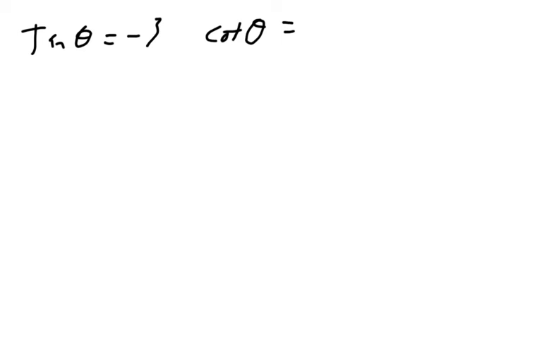Final problem, tangent is negative 1/3. What is the cotangent of theta? Well, these two trig functions or trig ratios are reciprocals of each other, so the reciprocal of negative 1/3 is negative 3 over 1, and we'll do 6 through 10 in the next video.